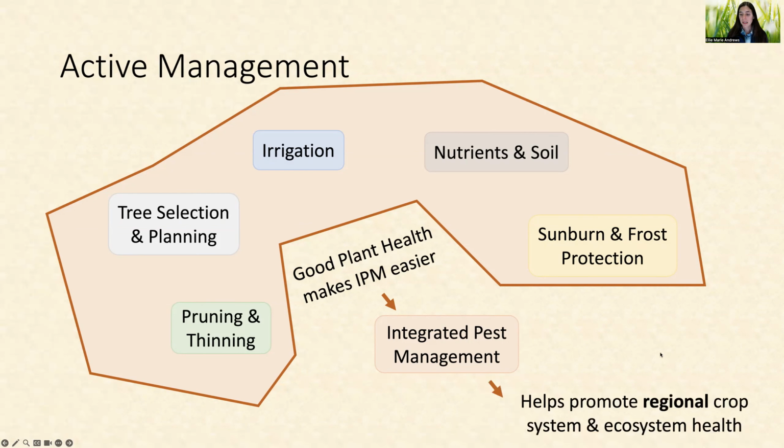And also, this helps promote regional crop system and ecosystem health too. So, once you really get a good IPM approach in place, it's not only good for you, but it's good for your neighbors because you're not harboring unwanted pests. It's also good for our regional ecosystem at a larger scale as well.